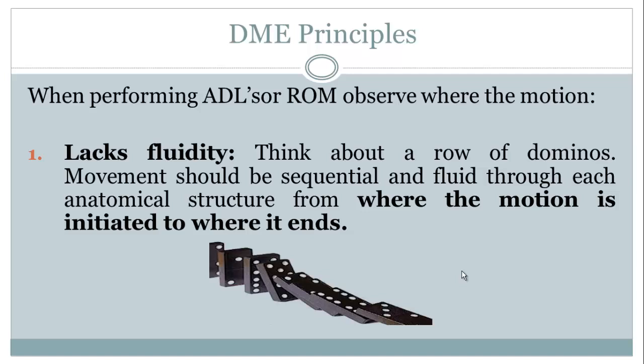Through our observation, we're going to notice when a motion lacks fluidity. Again, if it's in the open chain, we begin our observation distally. And if it's the closed chain, we begin our observation proximally. We need to think about the row of dominoes. So we want to look at the most distal segment, if it's the open chain activity, moving before the next proximal segment, and proximal and proximal and proximal, from the beginning of where the motion initiates until the end.